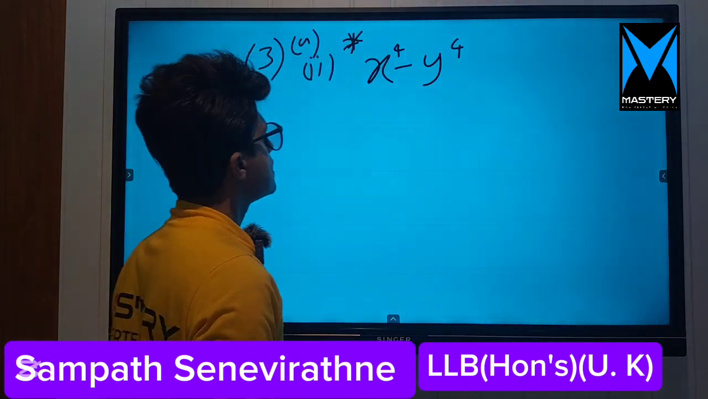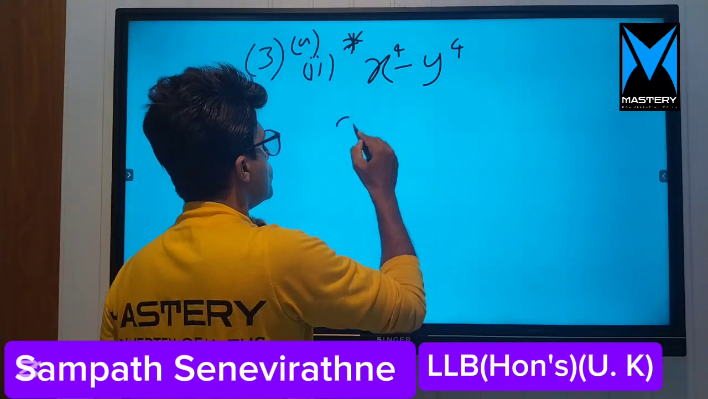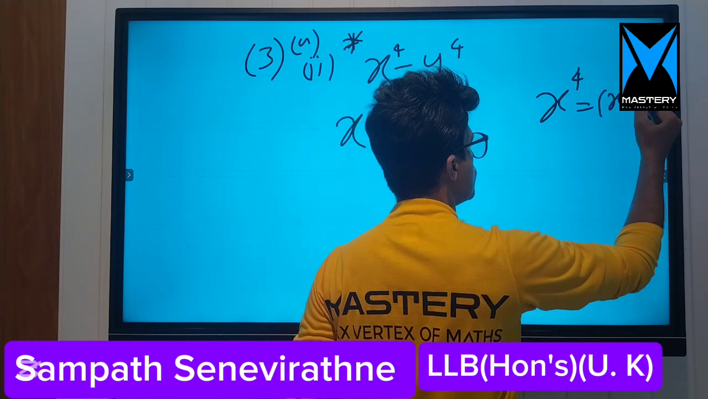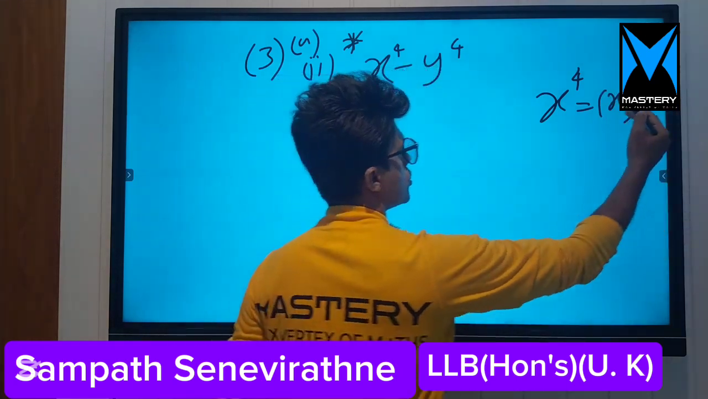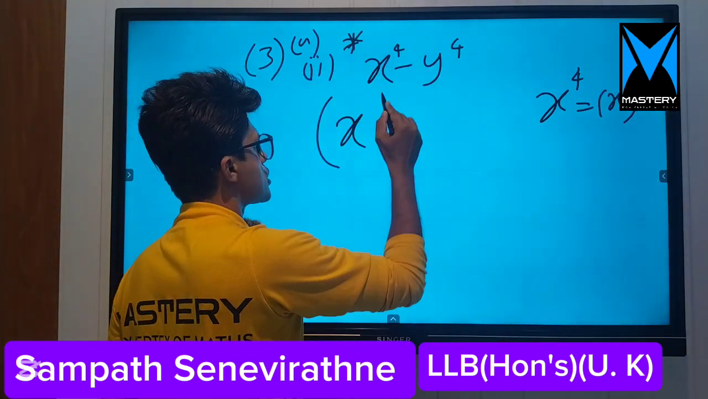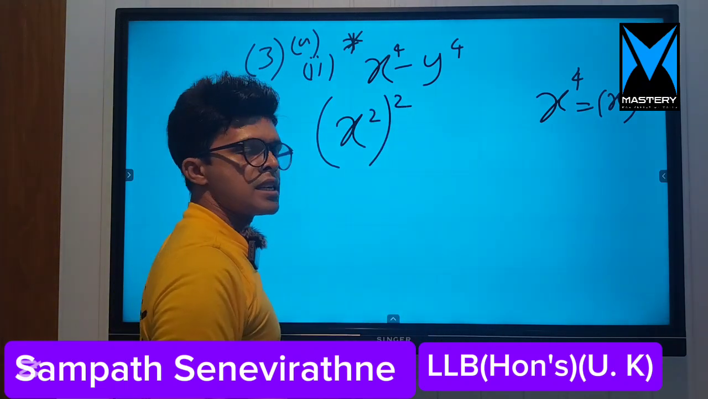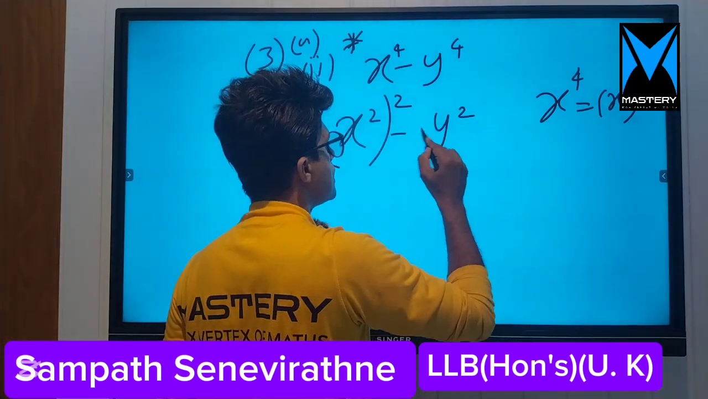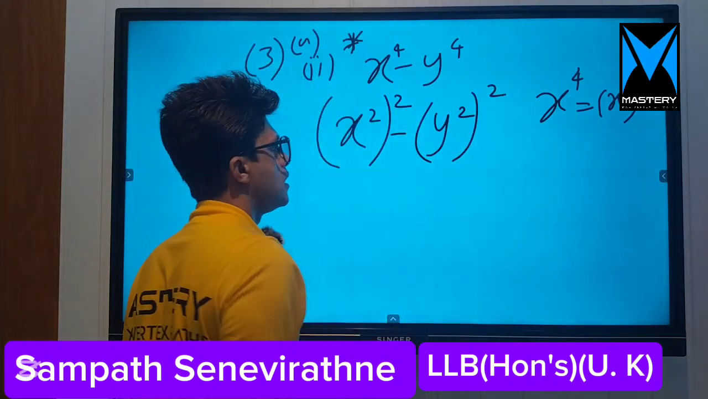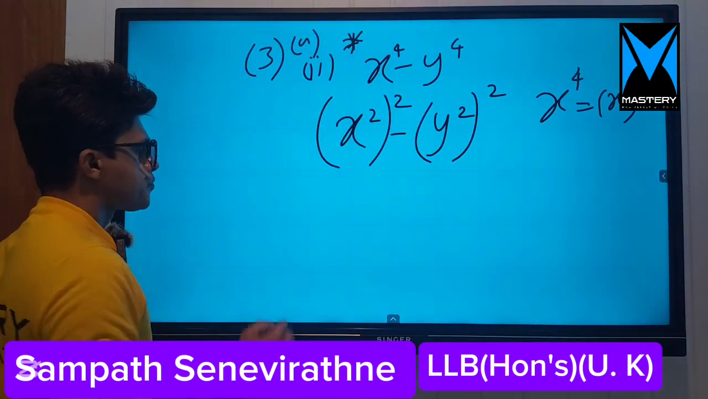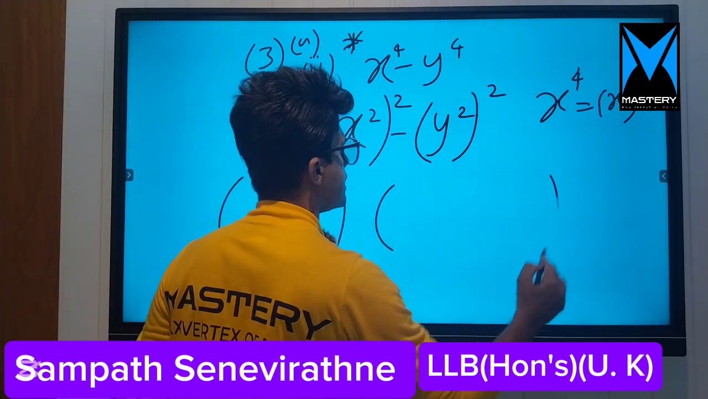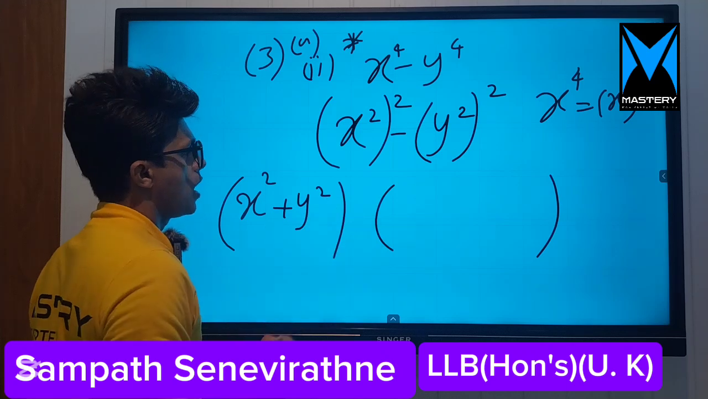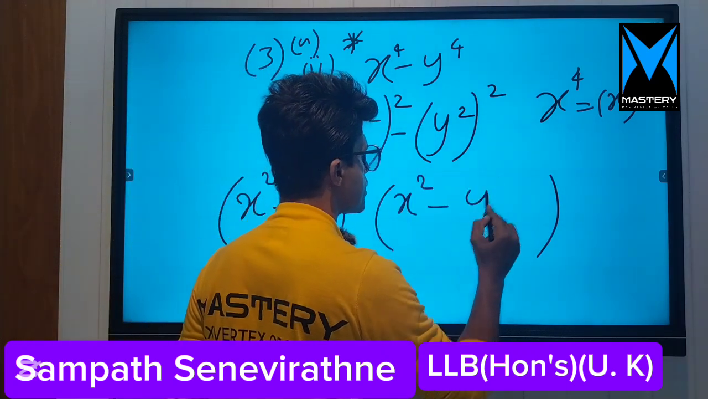This can be written as x to the power 4 means x to the power 2 to the power 2, since 2 times 2 is 4. Likewise, the same thing can be applied here as well. So y to the power 2 to the power 2. Now this can be written as x squared plus y squared times x squared minus y squared.